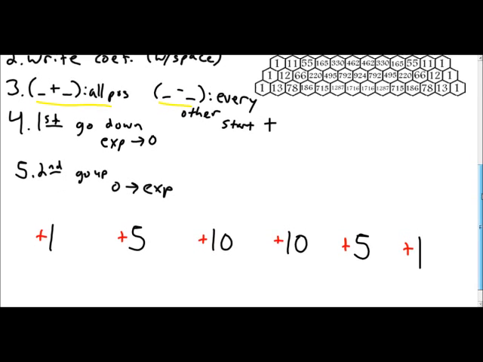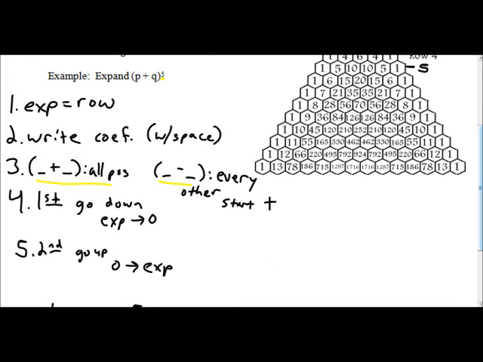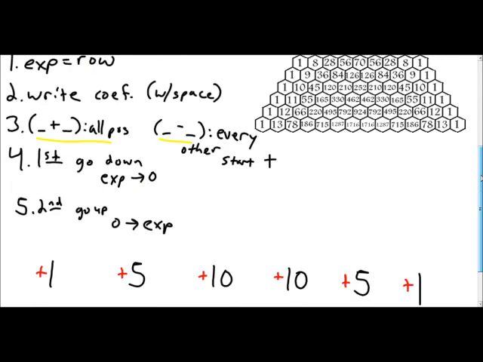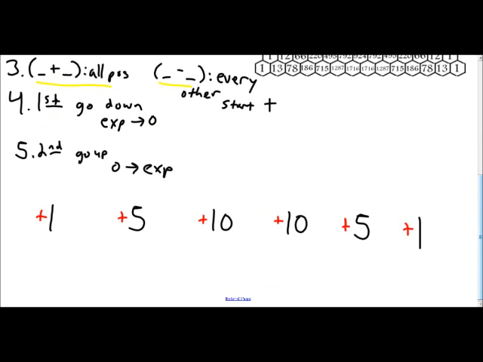Now the last thing we do is look at our first term and go down in powers from exponent to 0. Our first term in this case is P. So after the 1, we would write P to the 5th, P to the 4th, P to the 3rd, P squared, P to the 1, and P to the 0.